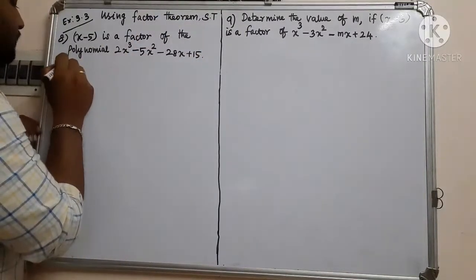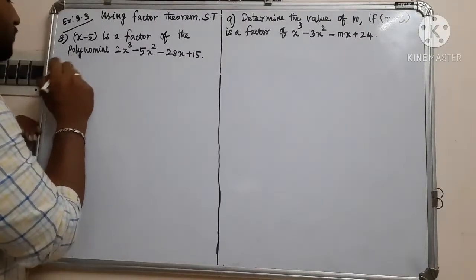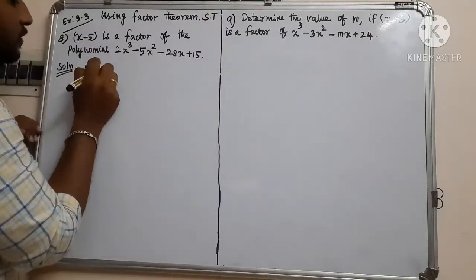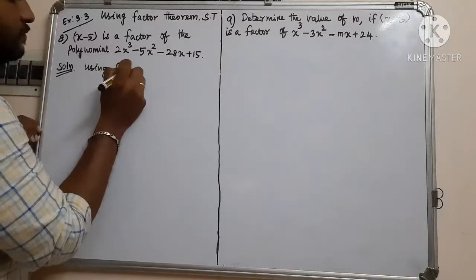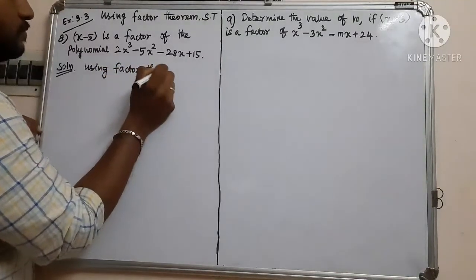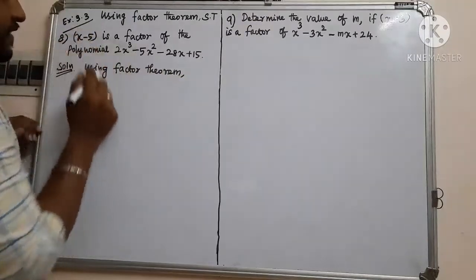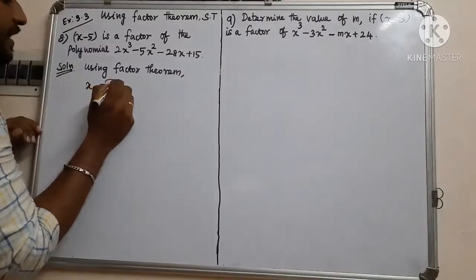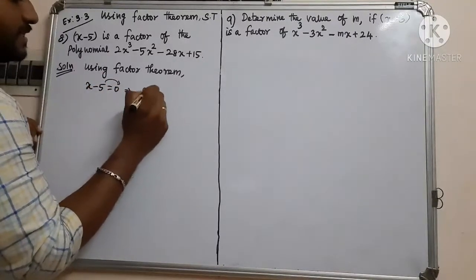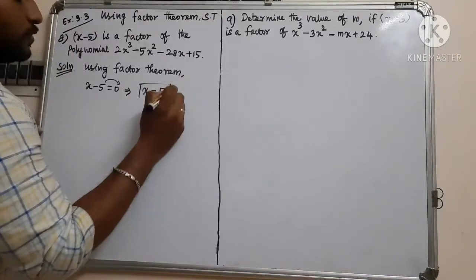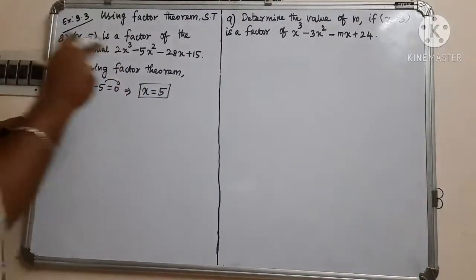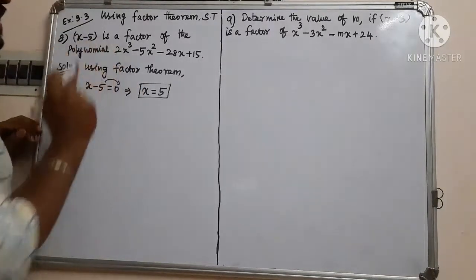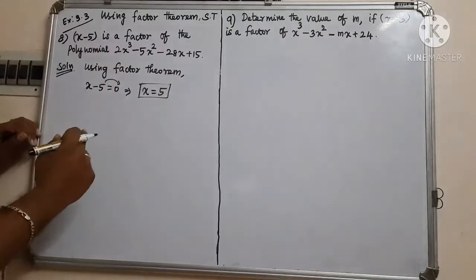Okay, so solution. So what is given? So using factor theorem, the given factor must be equal to 0. So x minus 5 is equal to 0. So minus 5 will change into plus 5. So x is equal to 5. So you should substitute the value instead of x into this polynomial. The value must be equal to 0 means x minus 5 is a factor of this polynomial, or else this is not a factor of this polynomial.